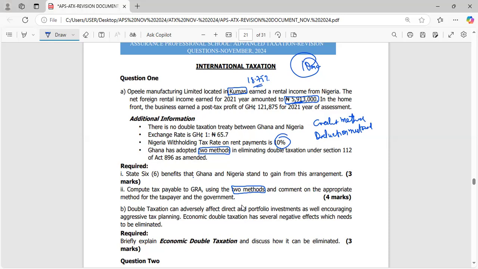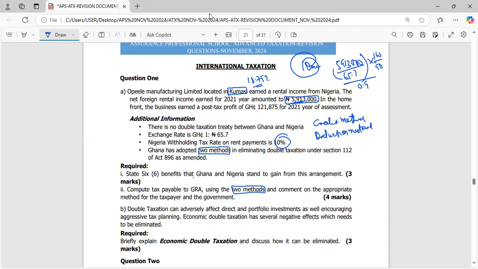The exchange rate is 1 Ghana cedi equal to 65.7 naira. So are we going to multiply or divide? We are going to divide. 5,913,000 divided by 65.7. A tax of 10% has already been taken out, so just multiply this by 100 over 90, or divide everything by 0.9. It will still give you the same value.